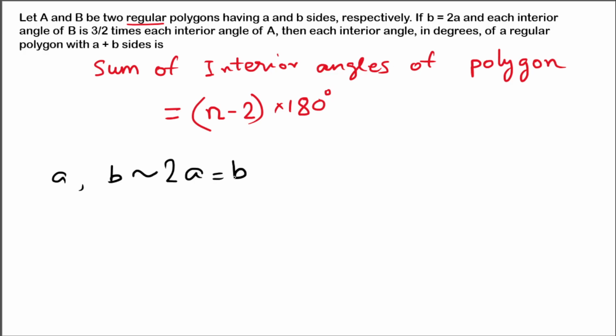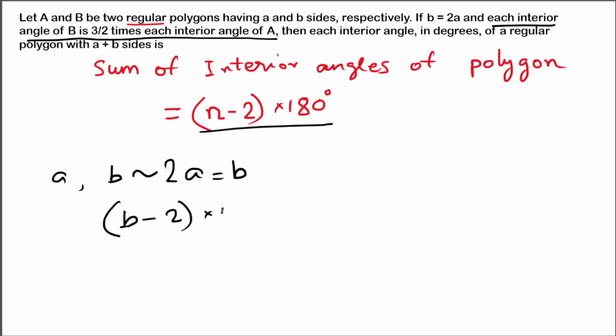Now what is being given is that each interior angle of B is 3 by 2 times each interior angle of A, right? So what will be the measure of each interior angle of polygon B? B means with side B. With this formula we can write that the sum of all the interior angles will be B minus 2 into 180 degrees. This is for polygon B.